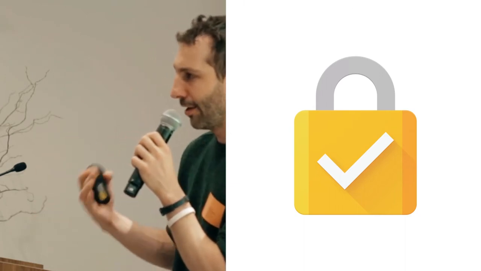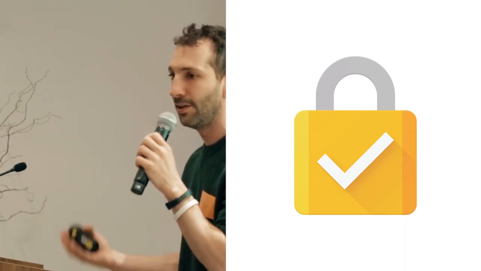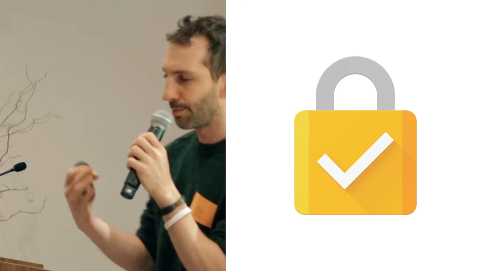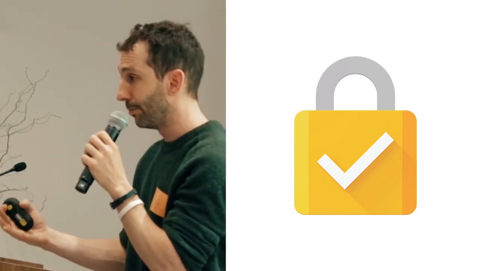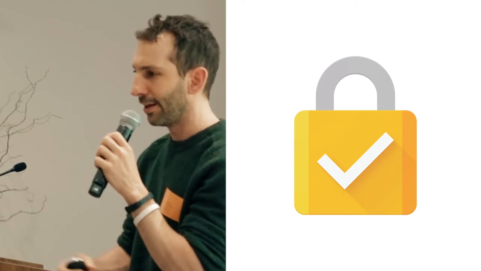Now, if you get an iOS device and you get one of these Bluetooth keys, you need to download an app from Google called Google Smart Lock. And that will be able to read the signal coming from the Bluetooth security key and authenticate you.